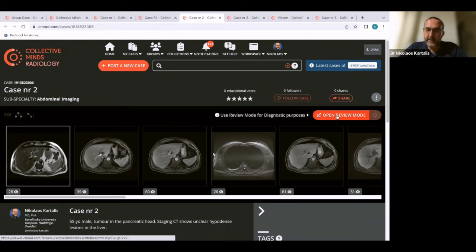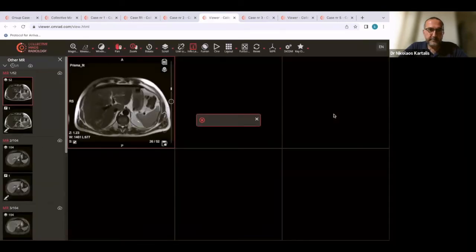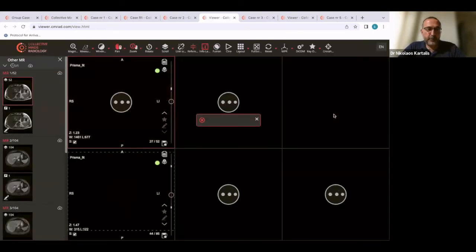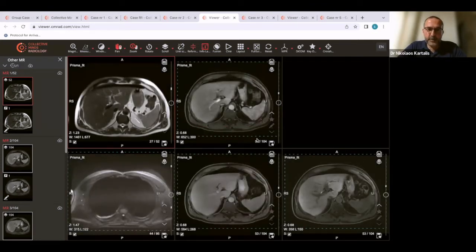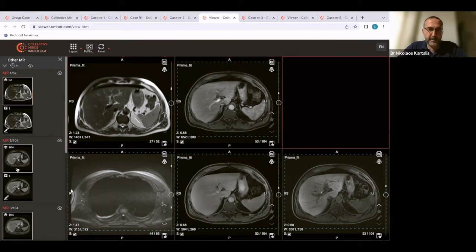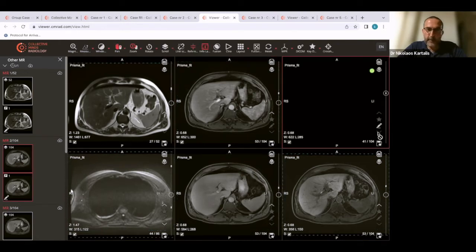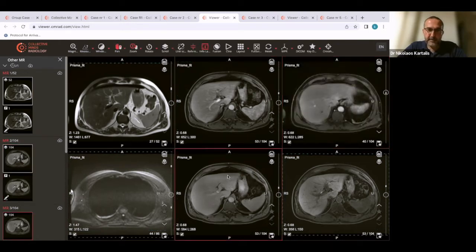So the reviewer mode will soon be ready. For all of you that have access to the platform, please feel free to scroll through the images. As said previously, I have the T2 here, the diffusion high b-value here, the arterial phase, the portal venous phase should be somewhere here, the transitional phase, and the hepatobiliary phase.